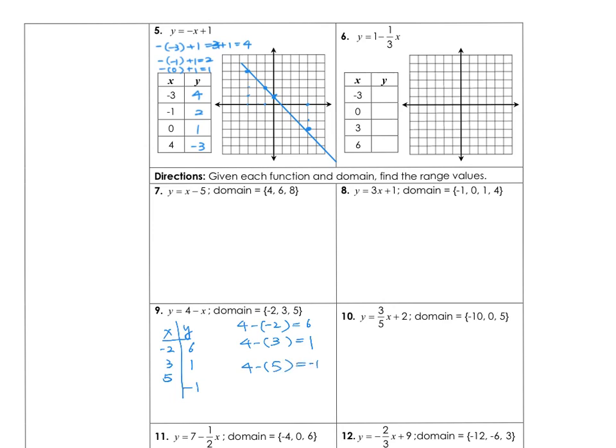Now you have -1. So now your range is this set. All the y values, 6, 1. I'm sorry, it should be in order from the smallest to the biggest. So it should be -1, 1, and 6. So for all the remaining practice problems, make a table, throw the domains in there, calculate the value for each to get the range, then put them together in the set format. It's a set of numbers that represent the range.